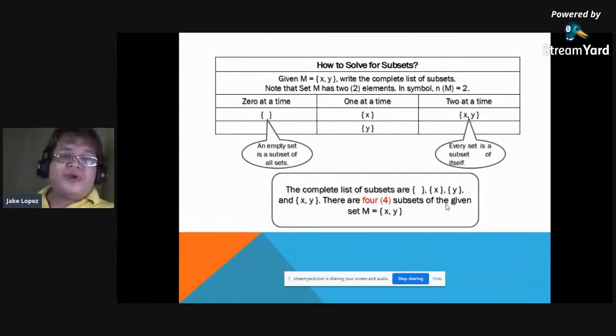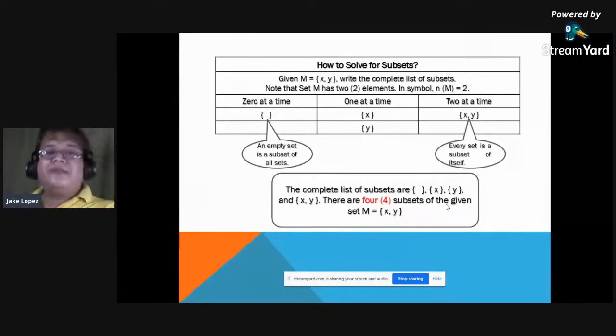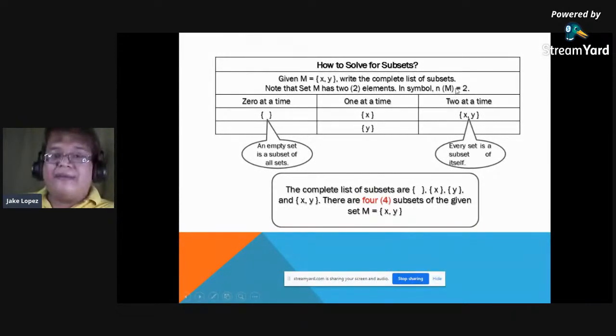Okay. But first, let us know how to solve for the subsets. So the given, ito yung problem niya. Given set M is equal to X or the elements X and Y. So write the complete list of subsets. So note that set M has two elements. We have the cardinality of M. So pagbasa sa kanya, di ba? Cardinality of M is equal to 2. So alam natin dalawa. So sa 0 at a time, meaning walang laman, isa. And then, so an empty or null set, and then one at a time, so element x and element y, and two at a time, x and y.